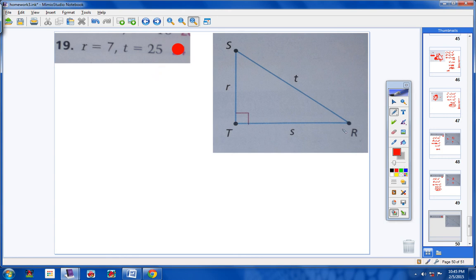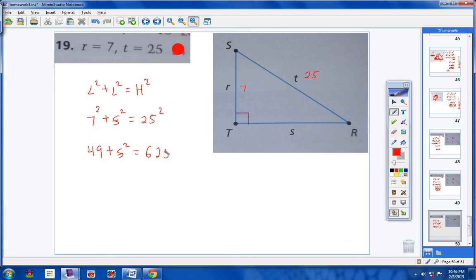Alright, on to 19. Number 19, let's see what we have here, students. We have r is 7 and t is 25. So pretty simple. We're missing s. So we have leg squared plus leg squared equals hypotenuse squared. Okay? Square one leg, that would be a 7. Square the other leg, that would be s. Square the hypotenuse, and that would be 25 squared. Well, let's see here. 7 times 7 is 49. S times s is s squared. And 25 times 25 will give you 625.